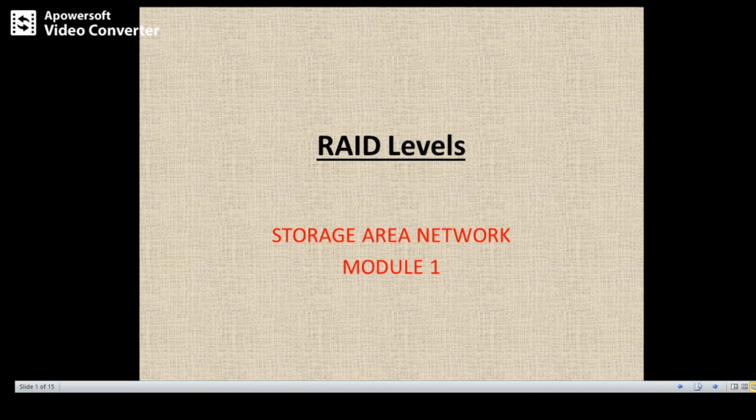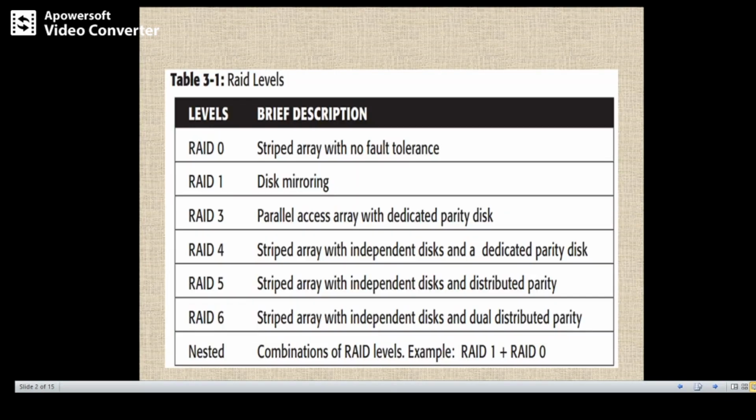In this video, I'll explain different RAID levels. In the table, we have different levels from RAID 0 to nested RAID, with a brief description. RAID 0 is nothing but a striped array with no fault tolerance.